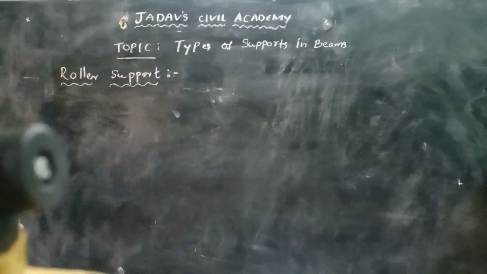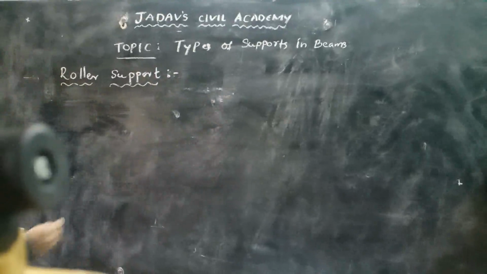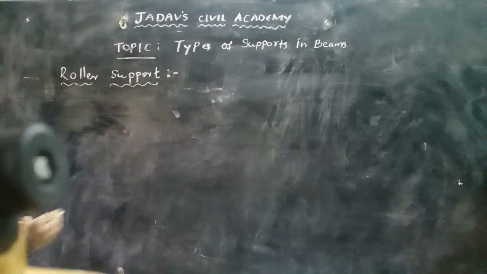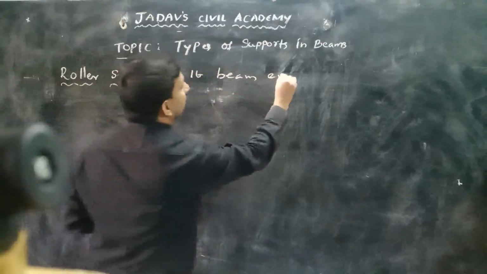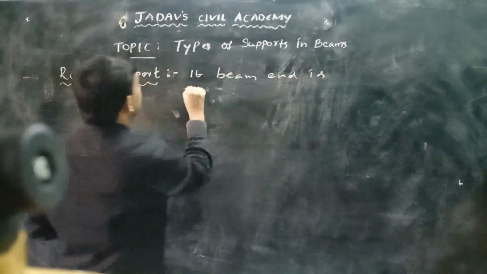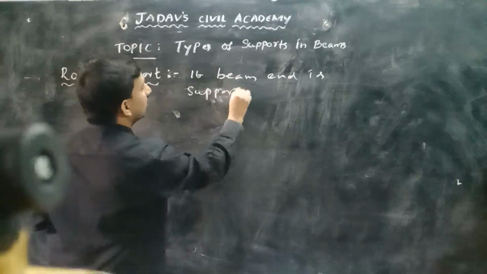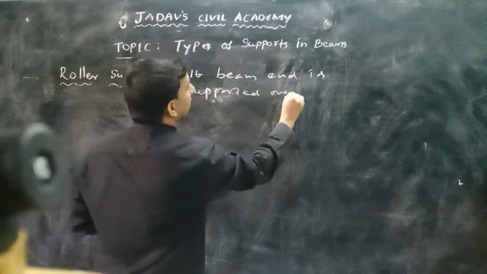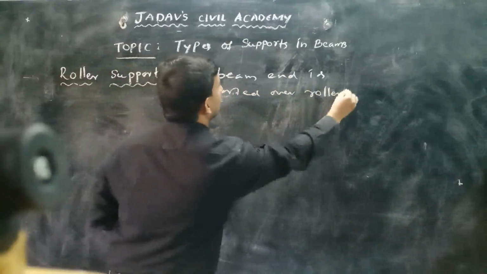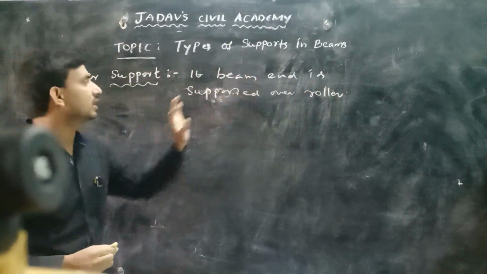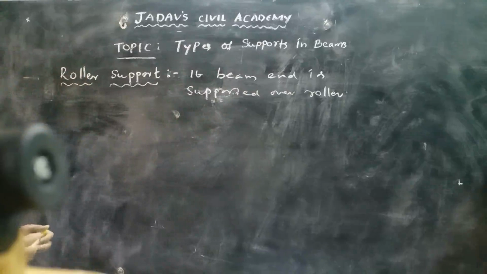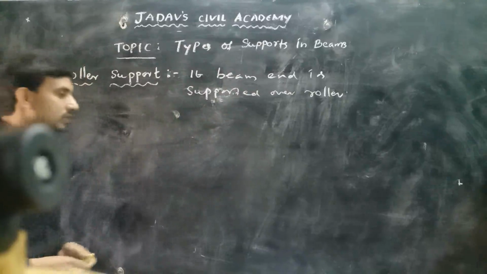Next we will discuss a roller support. What is the definition of a roller support? If a beam end is supported over a roller, that is called a roller support.